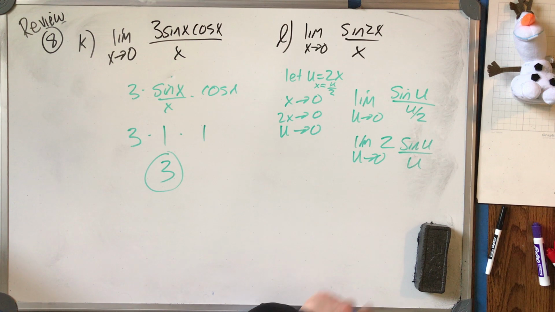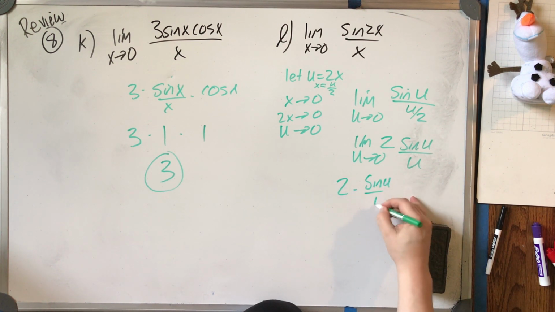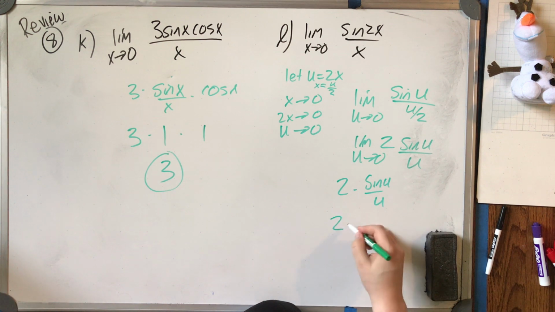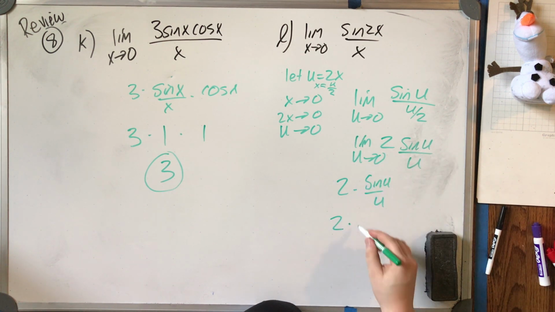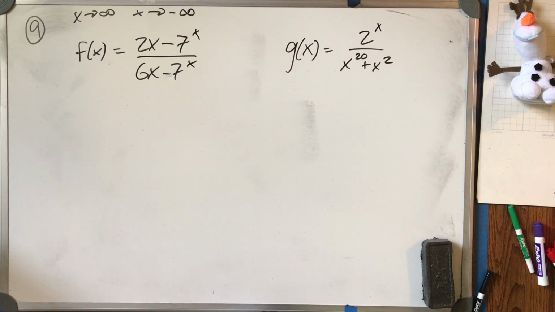Alrighty, then we can separate this out. This is 2 times sine u over u. Limit of a constant is that constant. Sine u over u, as u is approaching 0, is 1. So this is going to equal 2. Woo! Alright, for a 9, we're just evaluating the limit as x approaches positive and negative infinity.